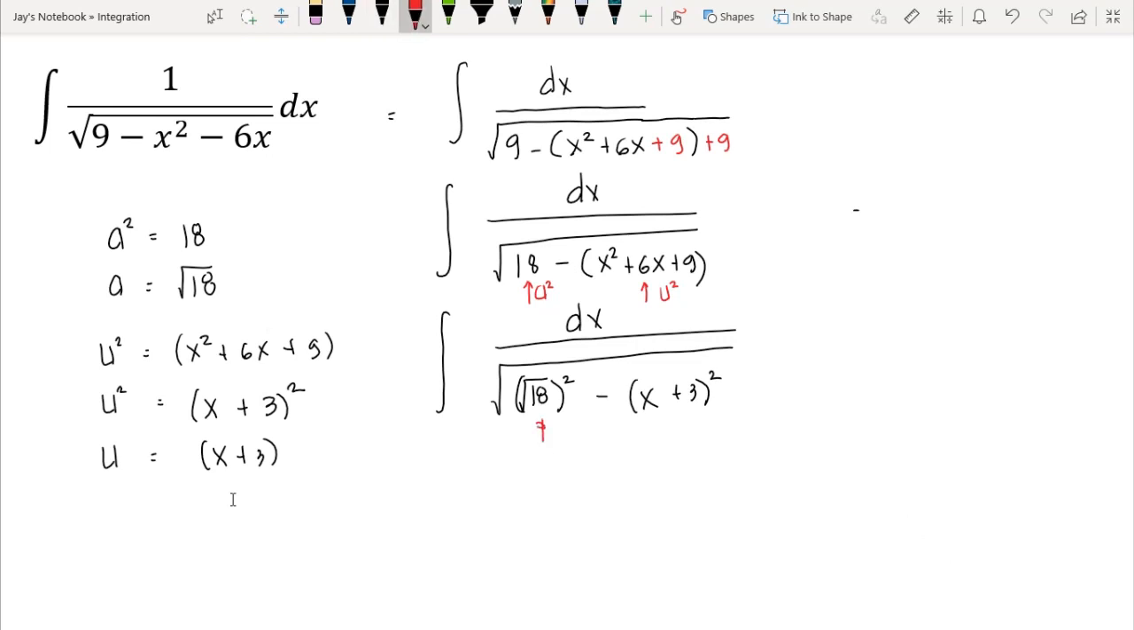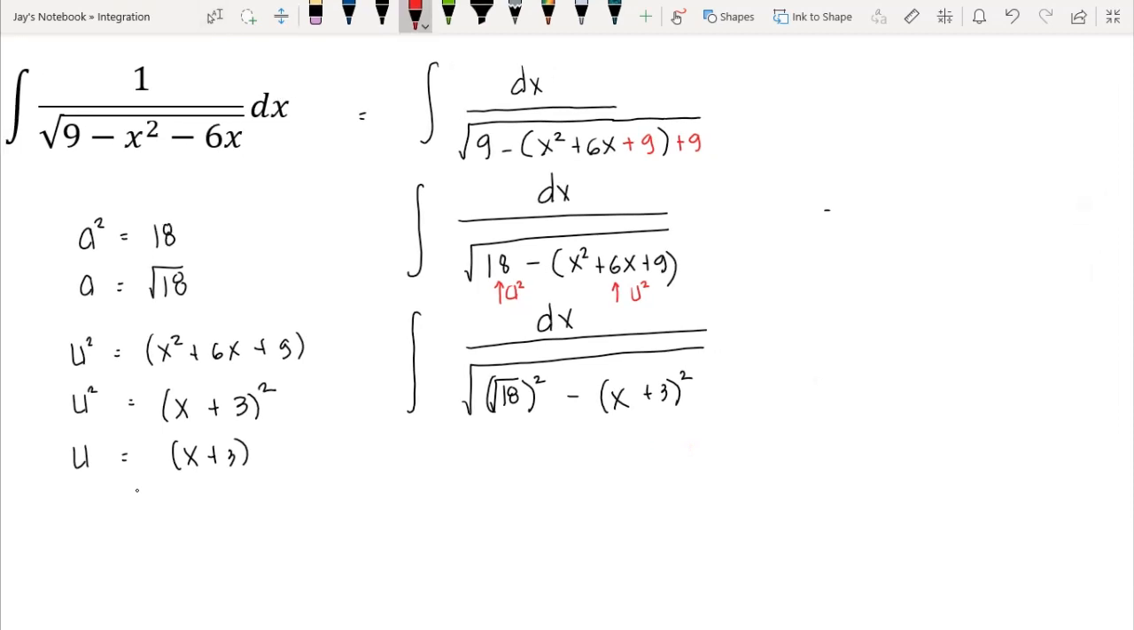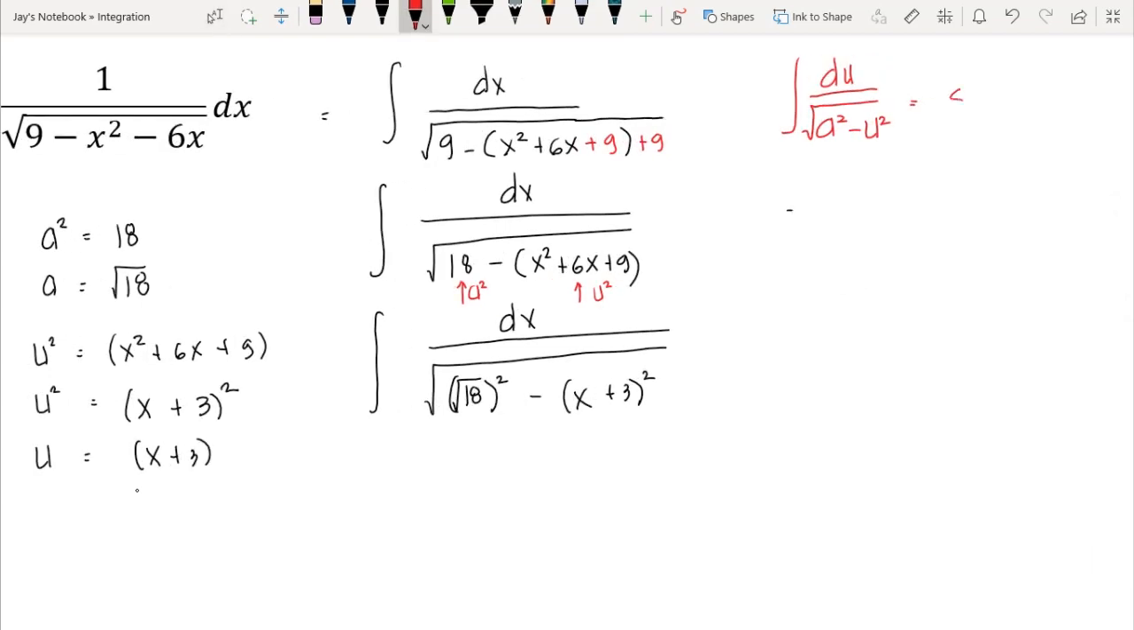Again, this one is our a squared, and this one is our u squared. Now, what type of rule is this one? We have the integration rule, that is the integration of du over the square root of a squared minus u squared is equal to arc sine of u over a plus c. We derived this one from our previous example, correct? So by substituting this one to this one, however, we need to satisfy first our du.